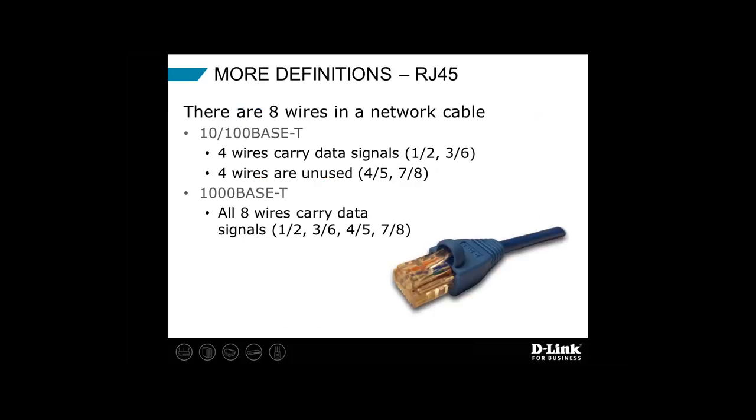Now, more definitions. I just want to make sure that we understand with an RJ45 with a standard LAN cable, there's 8 wires in that cable. And in the world of 10BASE-T and 100BASE-T, or 10/100, 4 of those wires, 2 pairs, are carrying data. So pairs 1,2 and 3,6 carry data. And in 10/100, the other 2 pairs, 4,5 and 7,8, they're actually not used. And in gigabit, 1000BASE-T, all 8 conductors, all 8 wires, all 4 pairs are carrying data. So 1,2, 3,6, 4,5, and 7,8 carry data. And this is information that we'll use a little bit later here in this discussion.